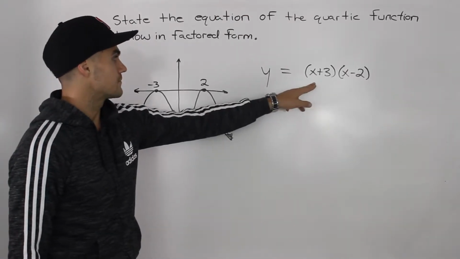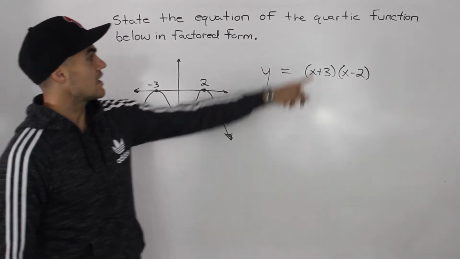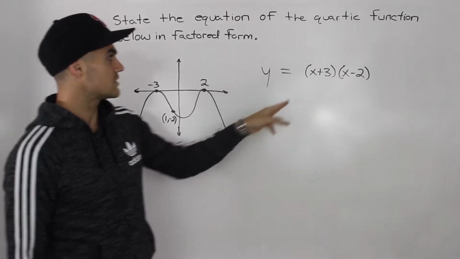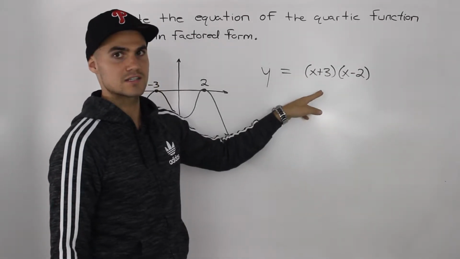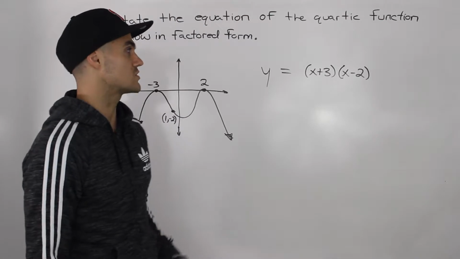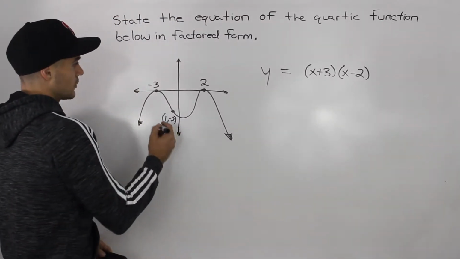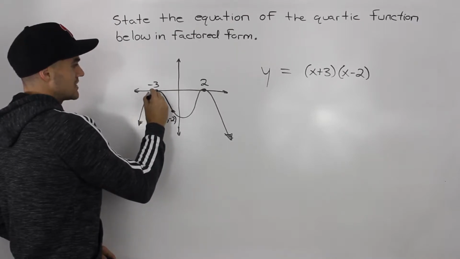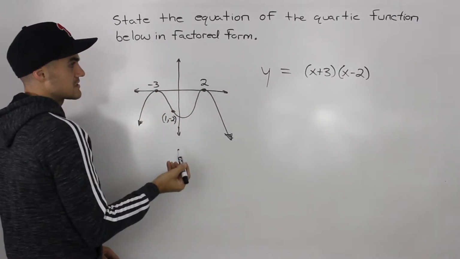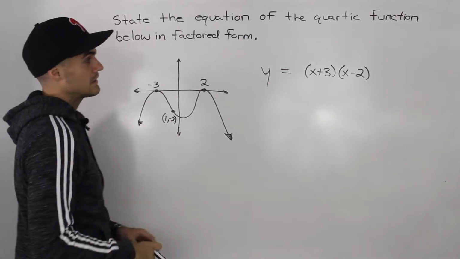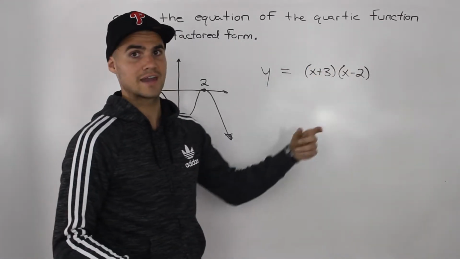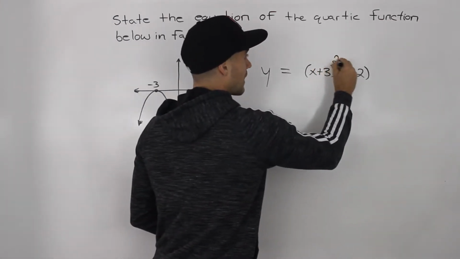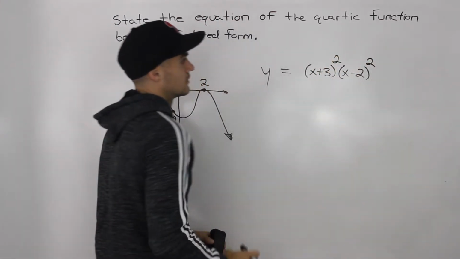So we have that, but notice how this is a quartic function. So that means it has a degree of 4. Notice how if we were to expand this, this would only be a quadratic. It would have a degree of 2. But if you notice from the graph, at these x-intercepts, what's happening is the function is bouncing off those x-intercepts, both of them, meaning that they both have to have an even order. And the order that they both have is 2.